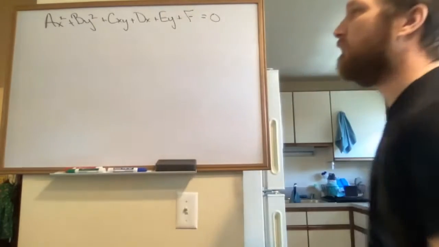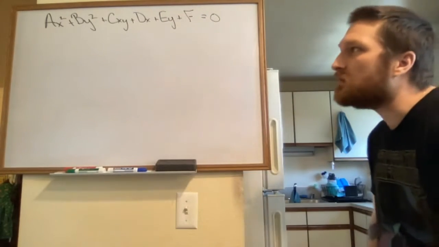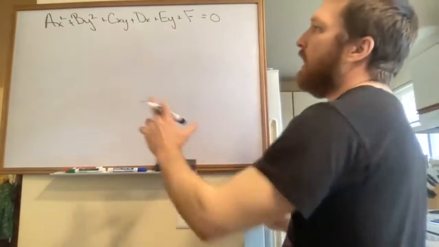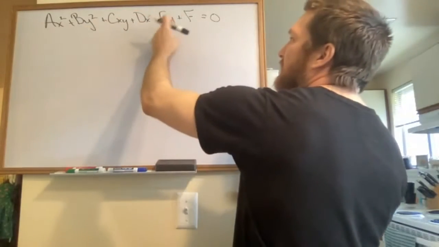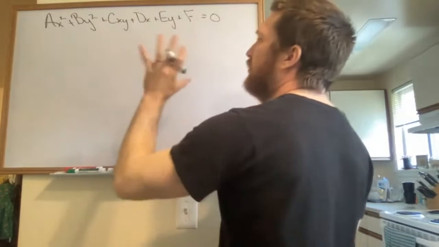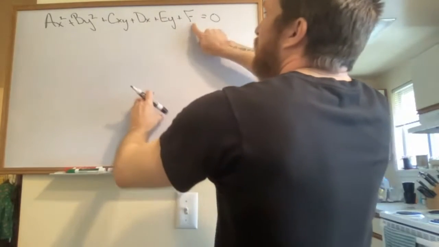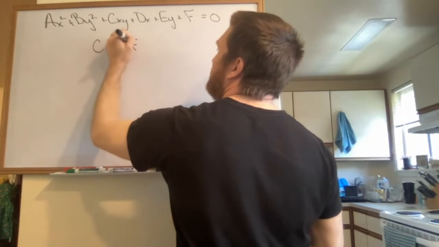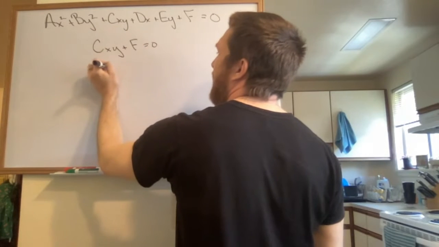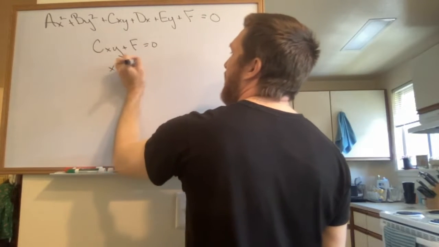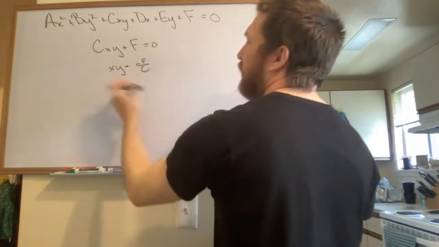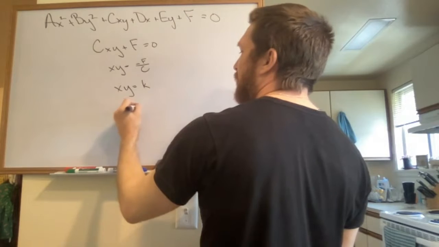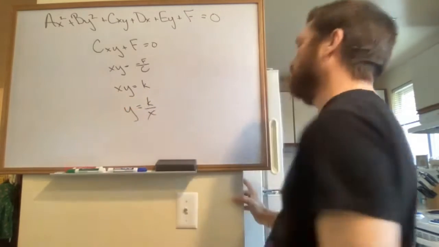Back to this guy. We have one last special case that we're going to discuss. Last time we talked about what happens when A, B, D, E, and F are all 0, and you're left with something like Cxy plus F equals 0. We said that is the same thing as this, so why don't we just call it constant K, and that could be solved like that.